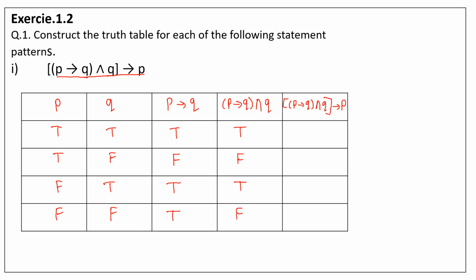What will be the next one? Take implication of this with P. Again TF is F, otherwise it is true. So TT is T, FT is T, TF is F, FF is T. So this is the truth table. Okay, so this is very simple.